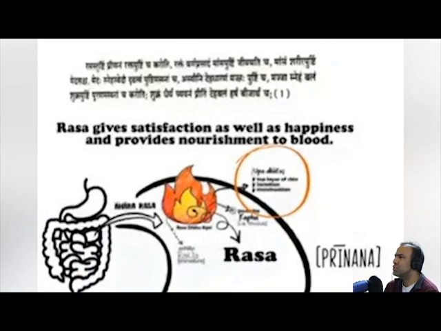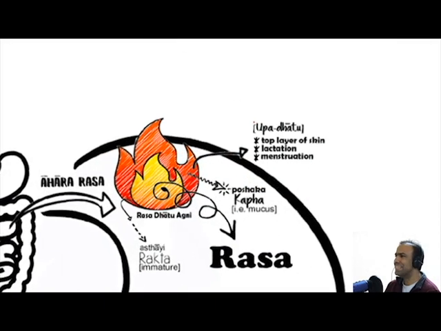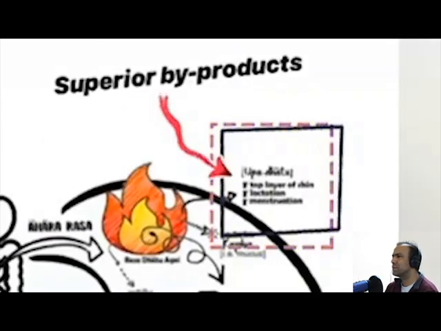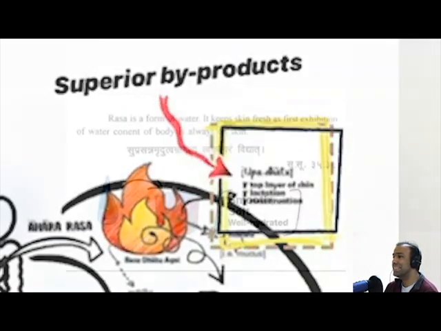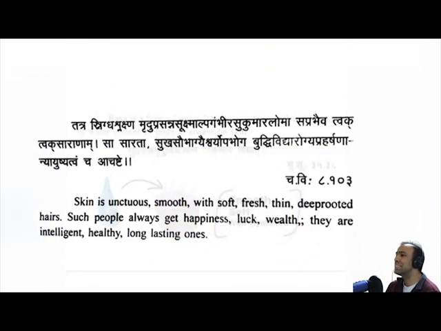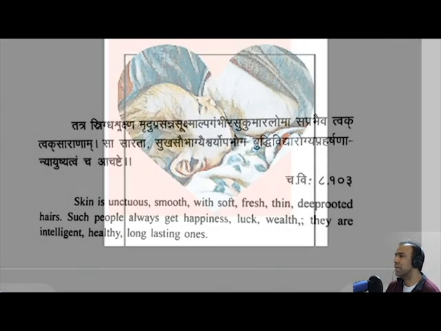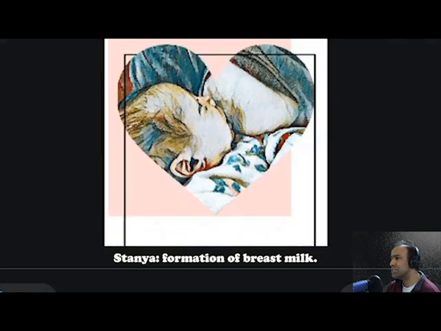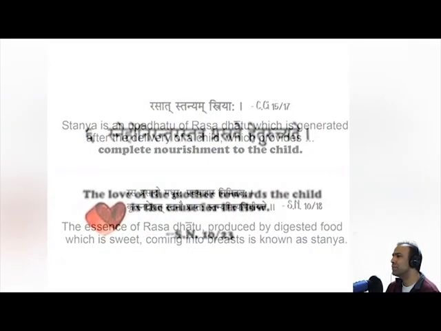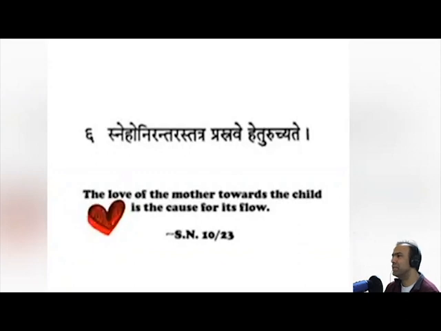As Rasa Dhatu is formed and circulates throughout the body, Rasa Dhatu also forms accessory tissue or byproducts. The superior byproducts of Rasa Dhatu are the top layer of the skin. Since rasa is predominantly of the water element, it nourishes and hydrates the skin, providing skin with a beautiful complexion. Another superior byproduct of Rasa Dhatu is the formation of breast milk, which is generated after the delivery of a child, which provides complete nutrition and nourishment for the newborn.